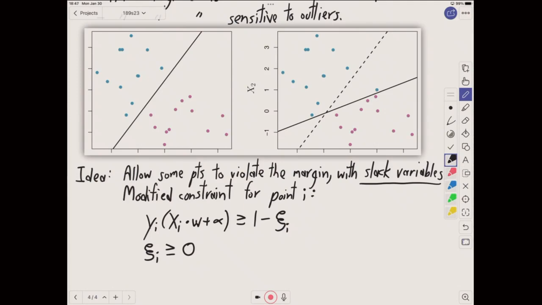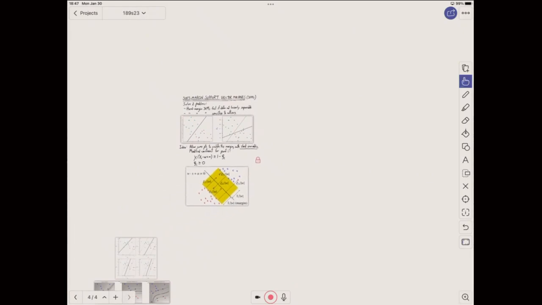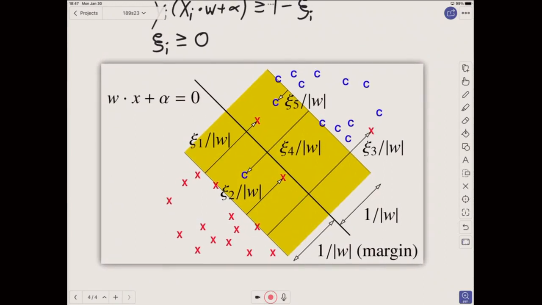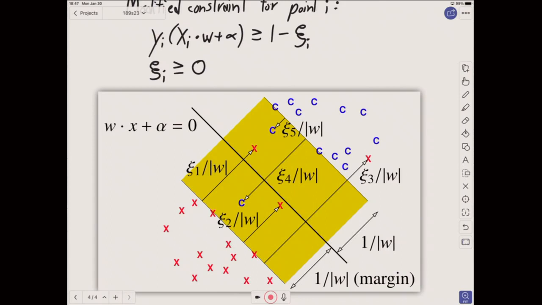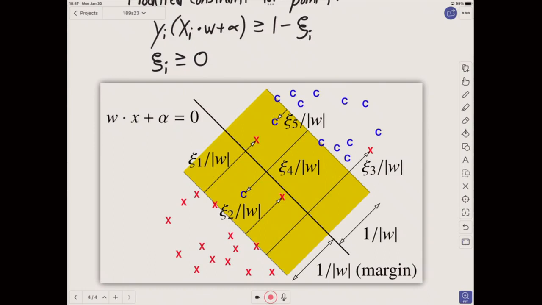So what does it mean to violate the margin? Let me show you a few examples. All right, here's a picture of the margin found by a soft margin support vector machine for a particular set of points. So you can see the blue C's are in class C and the red X's are not in class C. A few features to notice about this figure. First of all, the big black line in the middle is the decision boundary found by the soft margin SVM.